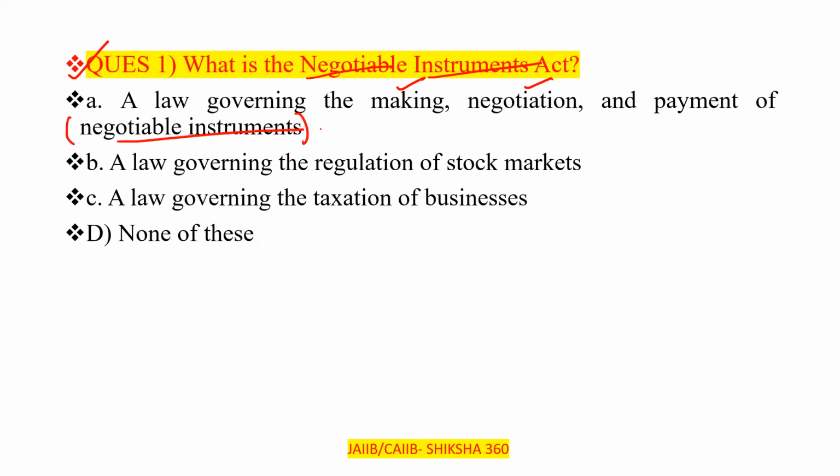From my side, there is one question to all of you: which instruments come under negotiable instruments? Kindly tell fast here. Which instruments come under negotiable instruments? Option A will be the answer.